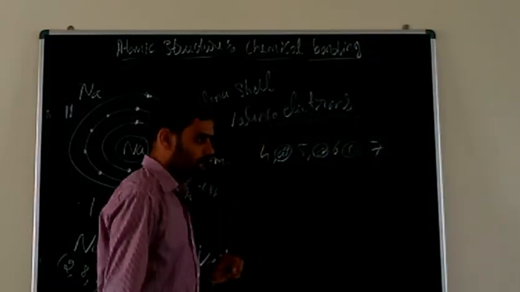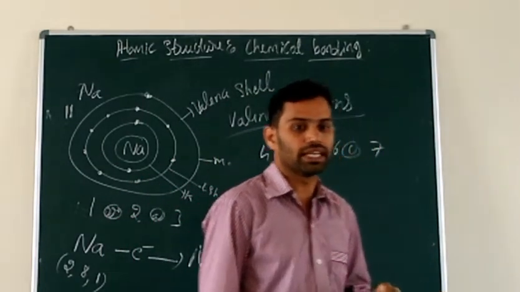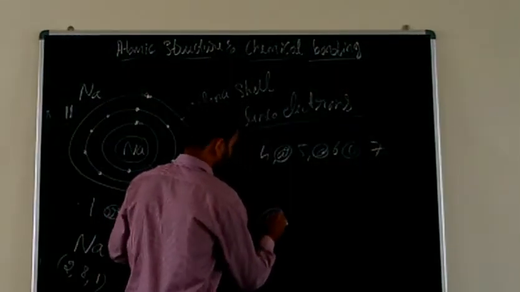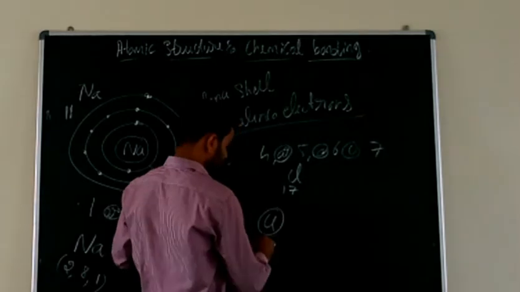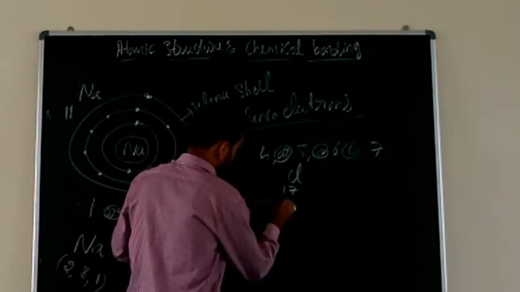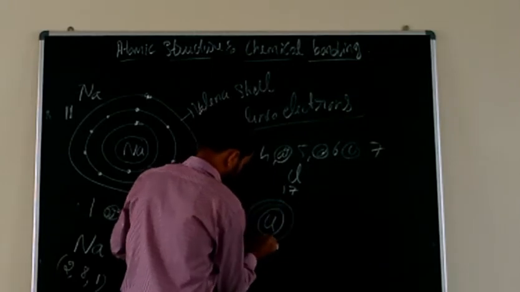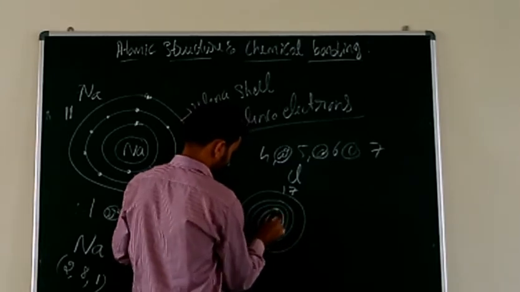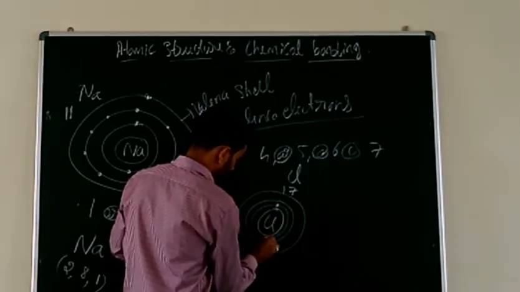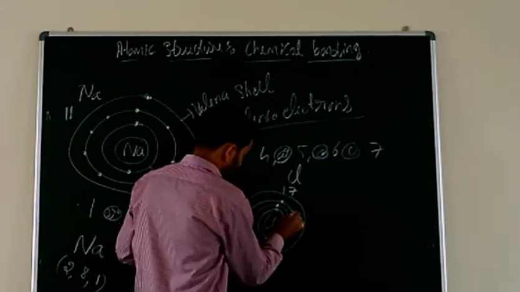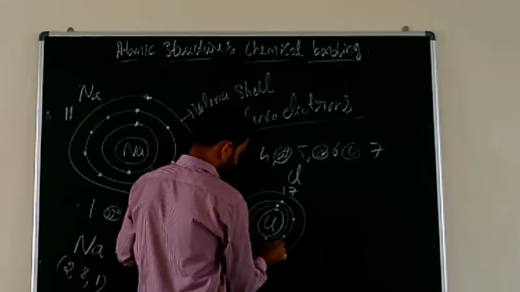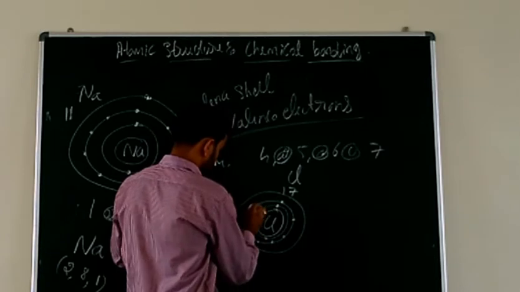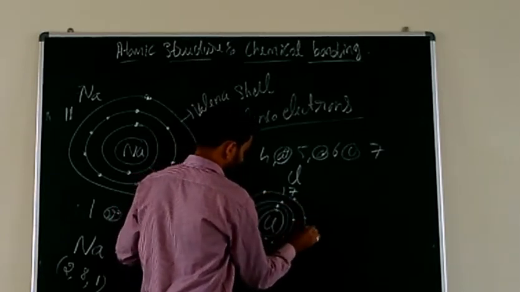Chlorine. So what is it? The atomic number of chlorine is 17. Now I will write that here. So this is the nucleus. Here you can fill 2 electrons in the K shell. Next, in the L shell, 8 electrons. 2 plus 8, 10.